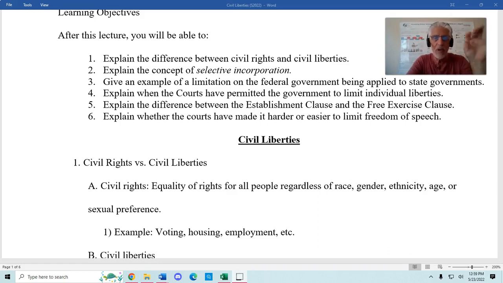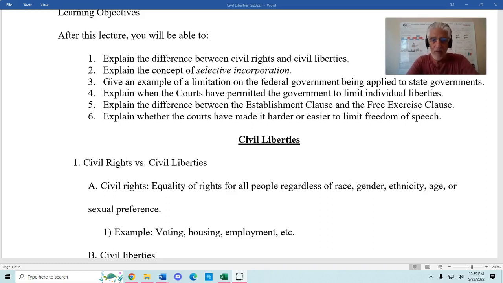You'll be able to give an example of a limitation on the federal government that was ultimately applied to the state governments, and that is in fact what selective incorporation is. You'll explain when the courts have permitted the government to limit individual freedoms, and in that I'll introduce a concept called compelling interest. You'll hear that phrase over and over again just as a sort of heads up. A compelling interest just means an important reason, and that'll make more sense as we talk about it later on.